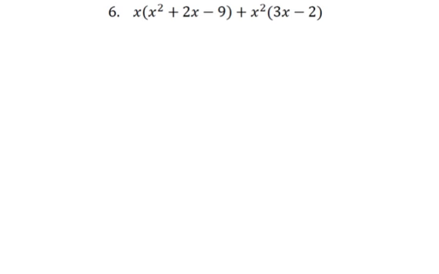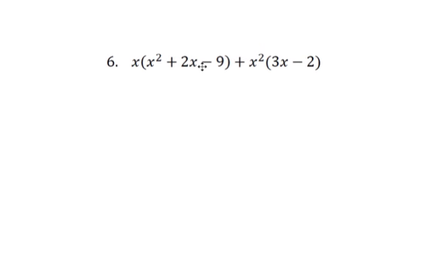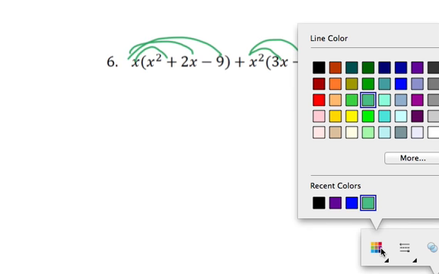All right, let's take a look at number 6. So for number 6, again, we need to distribute, but we're only going to distribute into the direct following parenthesis. So notice the first one I put into the first 3, and the second one I put into the second 3.